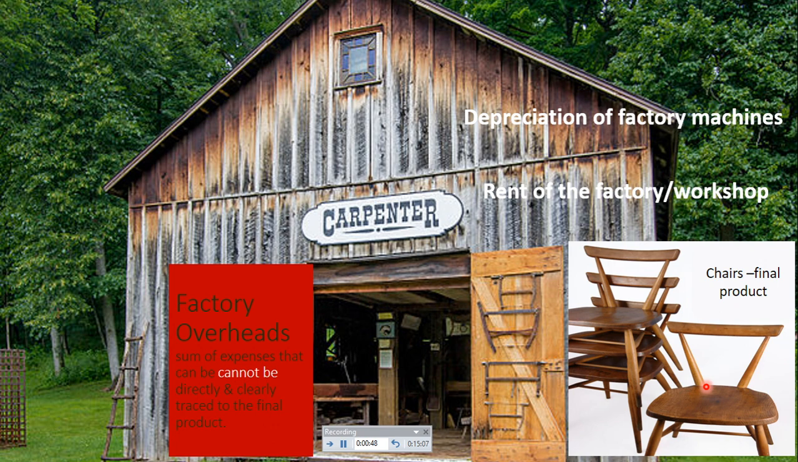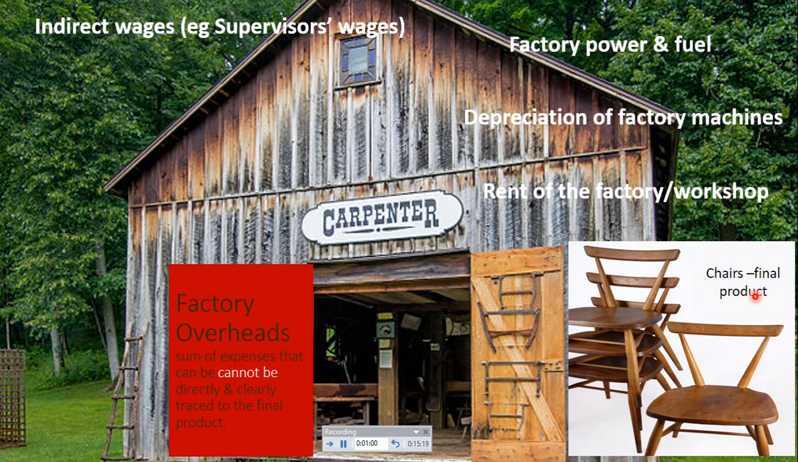The depreciation of factory machines: you have machines inside this factory, so the depreciation on them is also an indirect expense. Factory power and fuel, indirect wages like supervisor's wages. If you have a supervisor who is supervising the whole factory, his wages cannot be directly added to the final product, so that's also an indirect expense, or you can say factory overhead. Factory staff food expenses, factory stationery expenses. So basically what you need to understand is that for factory overheads, all the indirect expenses incurred in the factory are your factory overheads.